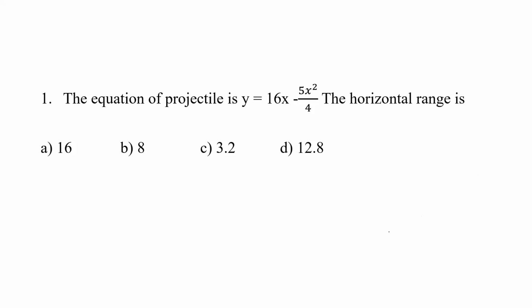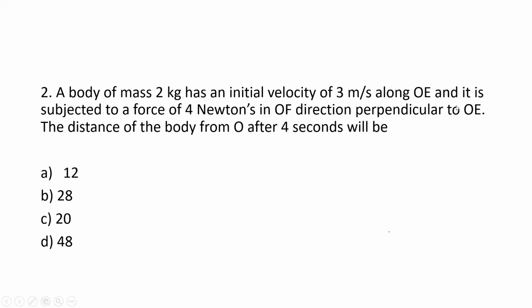Next question. A body of mass 2 kg has an initial velocity 3 meter per second. The value of u is given, the initial velocity along OE, and it is subjected to a force of 4 newtons in OF direction perpendicular to OE. The distance of the body from O after 4 seconds will be.